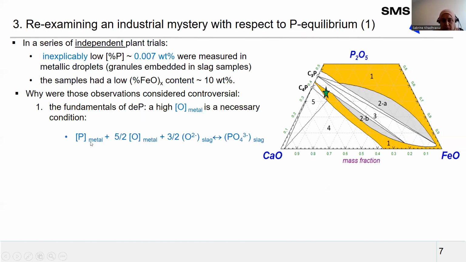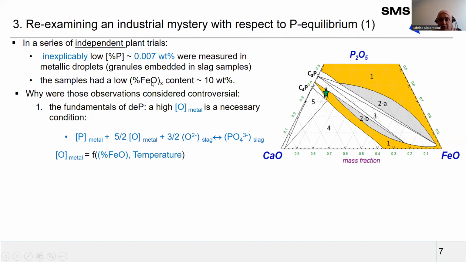Dephosphorization occurs following this reaction, and it needs a high oxygen activity in the metal for phosphorus to leave the metal bath and be dissolved into the slag as this phosphate ion. And to get a high oxygen activity in the metal, we should have a high FeO activity in the slag. So they are related. It's well established that the oxygen dissolved in the metal depends on the FeO activity in the slag and the temperature of the process as well.